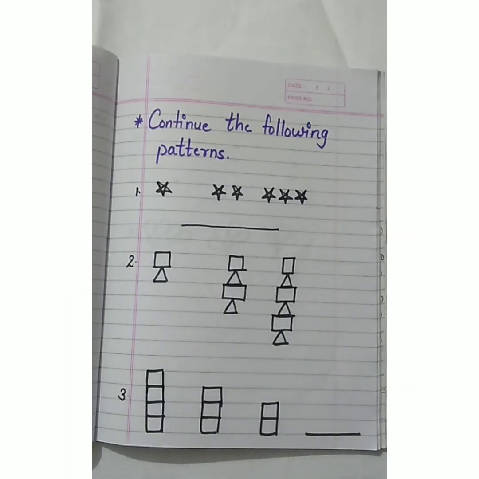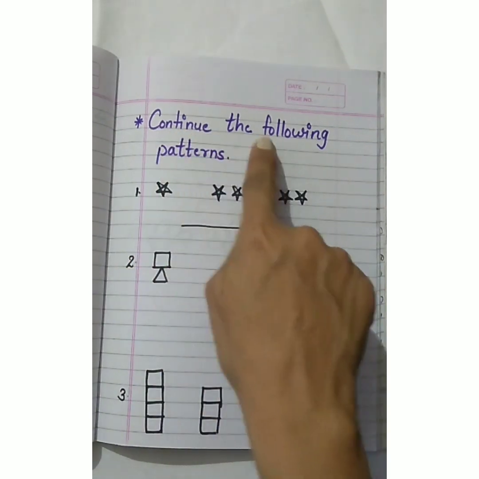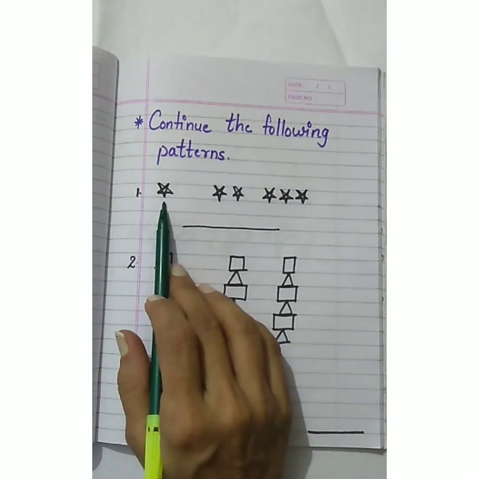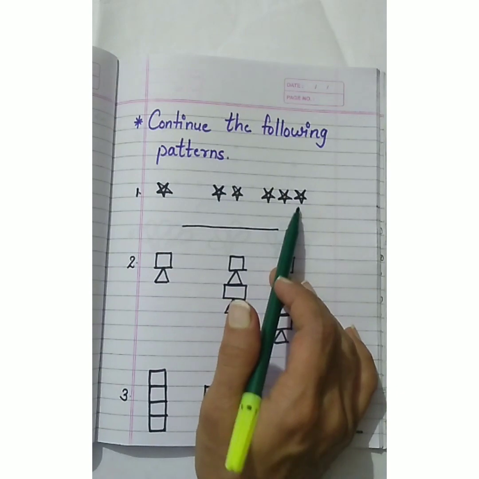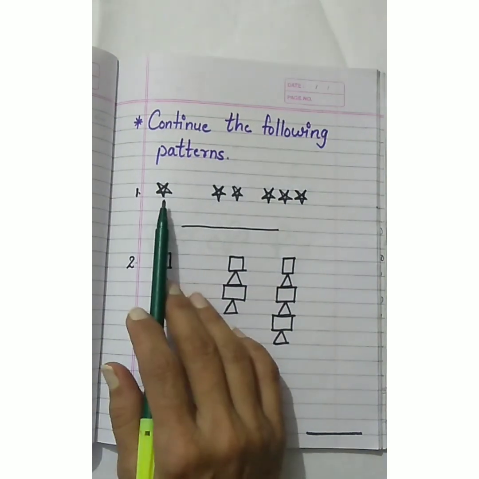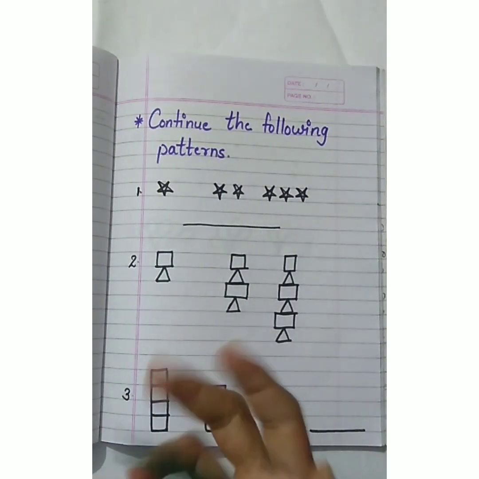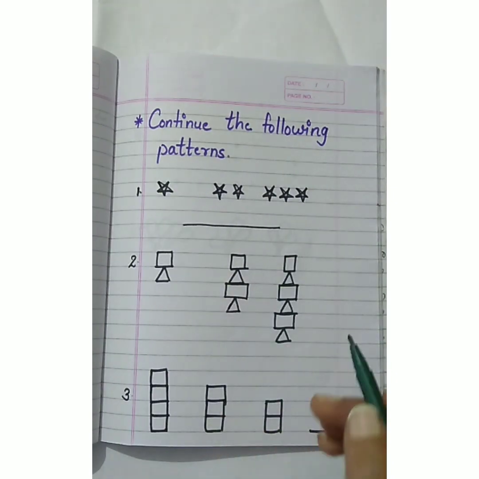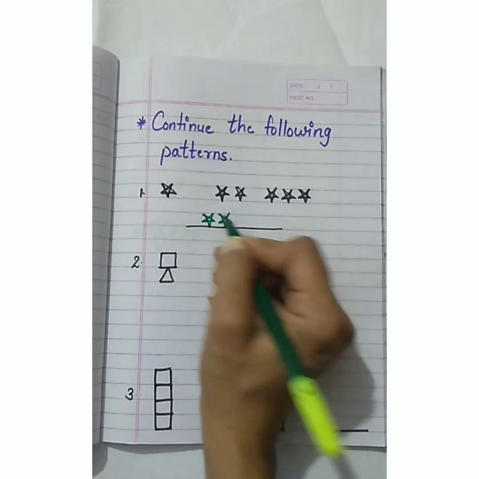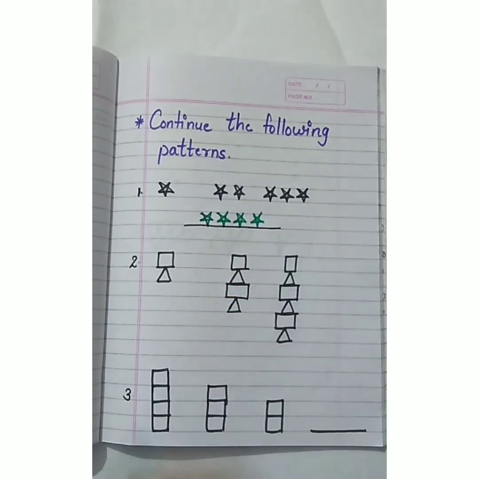Let us do one exercise to understand more about growing and shrinking patterns. Continue the following patterns. Here we have to find out whether it is a growing pattern or a shrinking pattern. Here there is 1 star, then 2 stars, then 3 stars. It means every time the stars have increased by 1. Here it was 1, so 1 plus 1 is 2. Then 2 increased by 1. So what will our next pattern be? 1, 2, 3 and 4. Here also it will increase by 1 star.